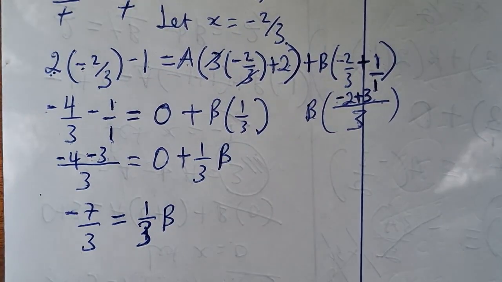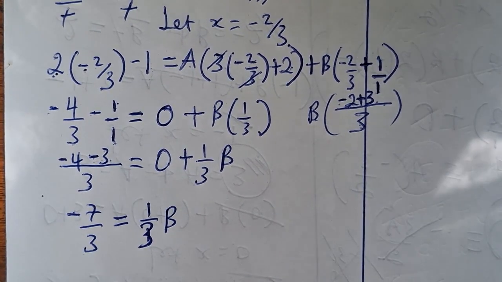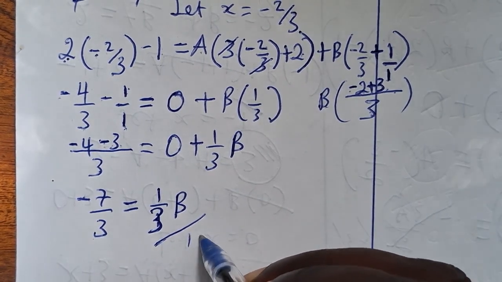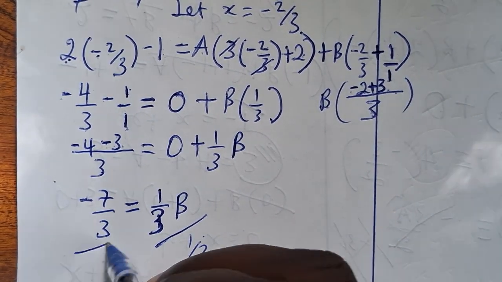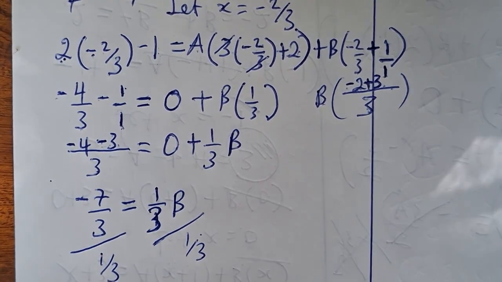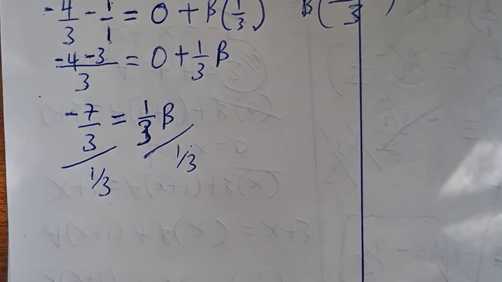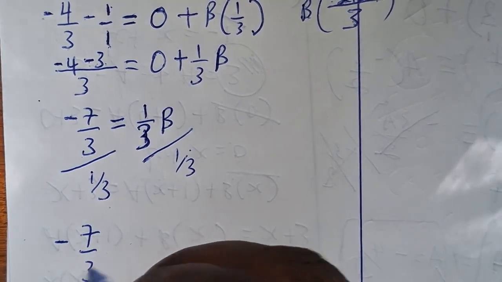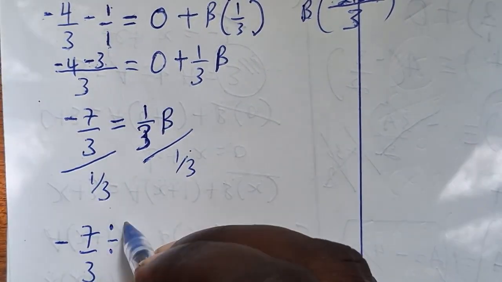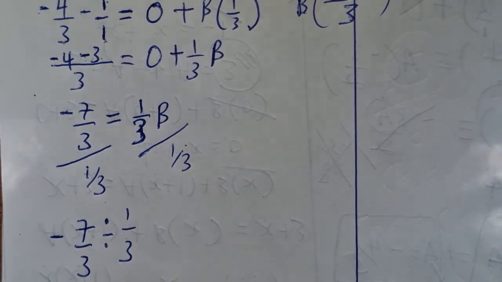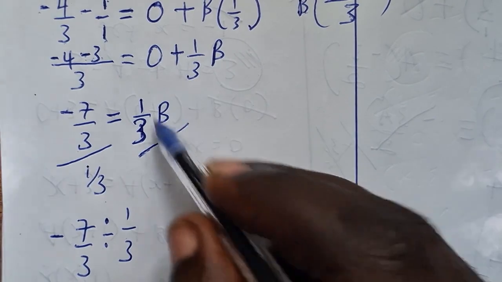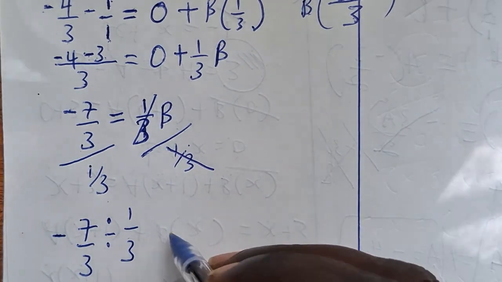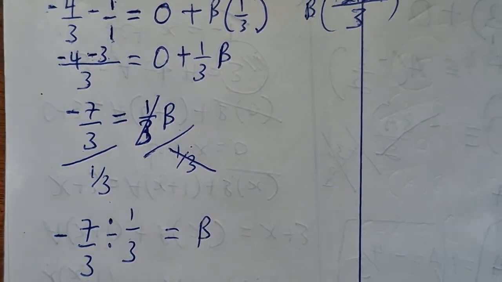So we'll divide both sides by 1 over 3 to get b. So we are going to divide this by 1 over 3. We are also going to divide the left-hand side by 1 over 3. But note that there is a simple trick here, which if you make a mistake here, you carry that mistake. Note that minus 7 over 3 is the same like this, divided by 1 over 3. Because we have to divide both sides by 1 over 3, as you can see, to get the value of b. So this 1 over 3 will cancel this 1 over 3, and we are going to be left with b. So this will be equal to b.